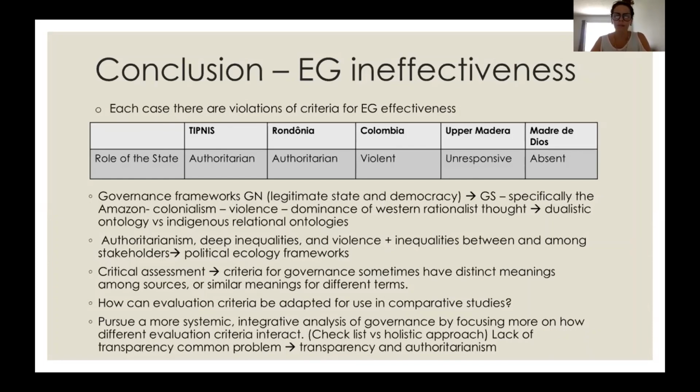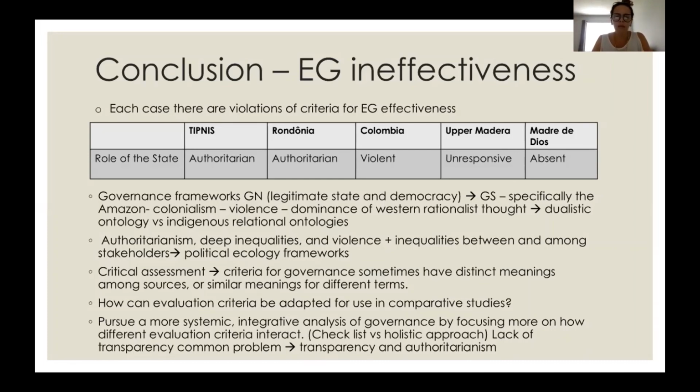And we also thought that these frameworks that we use were dominated basically by Western rationalist thought, and they were not able to capture or include what we can say are indigenous relational ontologies. So one other thing that was important for us was that we found these types of states that were authoritarian, and also deep inequalities in society and contexts of violence. We thought that it was important to rely more on the theoretical frames from political ecology, so that we can capture more of these social phenomena that we weren't able to conceptualize by using these frameworks.